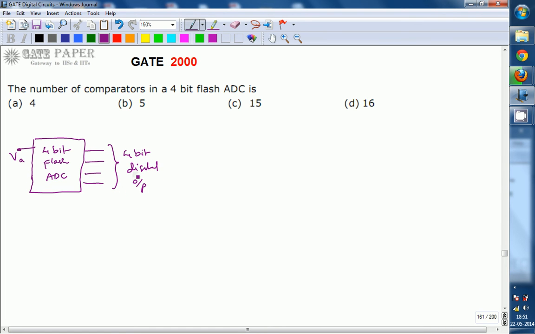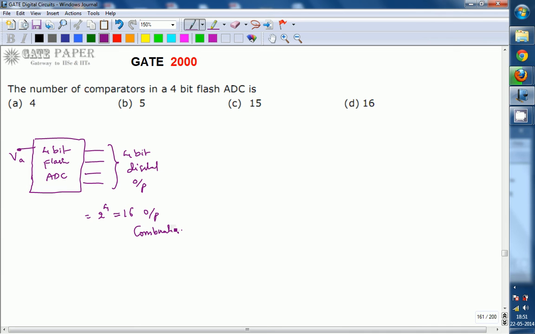A 4-bit digital output implies there will be 2 power 4 unique combinations, which is 16 output combinations. Depending on the analog signal magnitude, you may get the output as any one of these 16 possible combinations. If the magnitude is large, you will get a higher combination. Otherwise, it may be a lower combination, starting from 0 0 0 0.